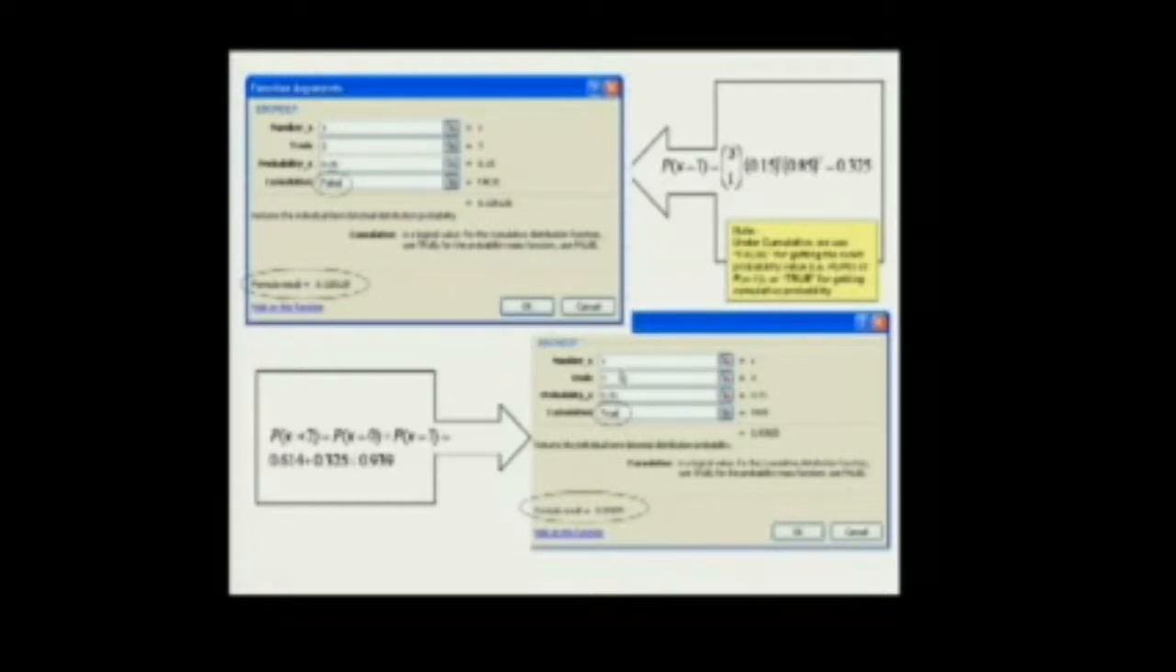So that's why we put x here as 1. That doesn't imply exactly 1, because you notice here this is 1, n is still 3, p is 0.15, but now we have, instead of false, we have true. So true means 1 or less. So that will give us the probability of the event at x less than 2, and that is the cumulative probability up to 1, or P at x equals 0 plus P at x equals 1. And you can see the value here corresponds to the value that we calculated early on.